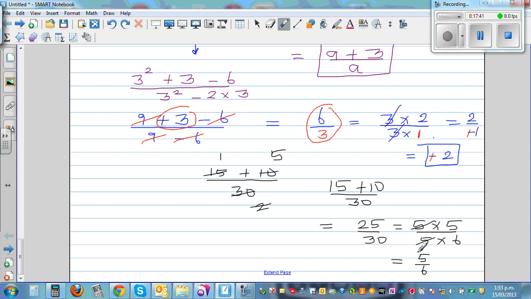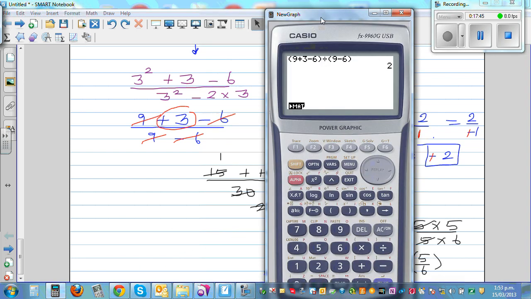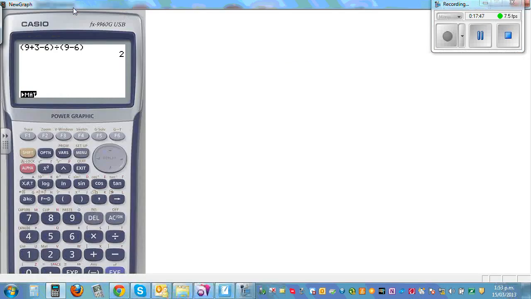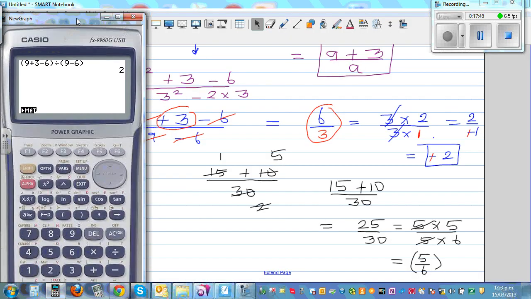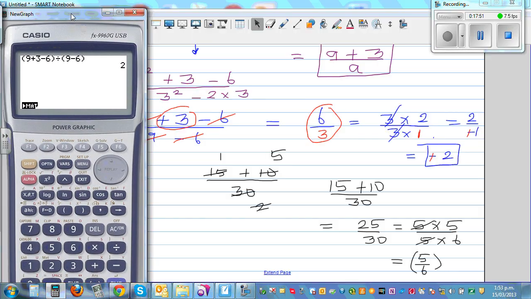So 5 over 6, let me check and show this on a calculator. 15 plus 10, in brackets, divided by 30 is equal to 0.833. And if you do 5 divided by 6, that will be the same number.